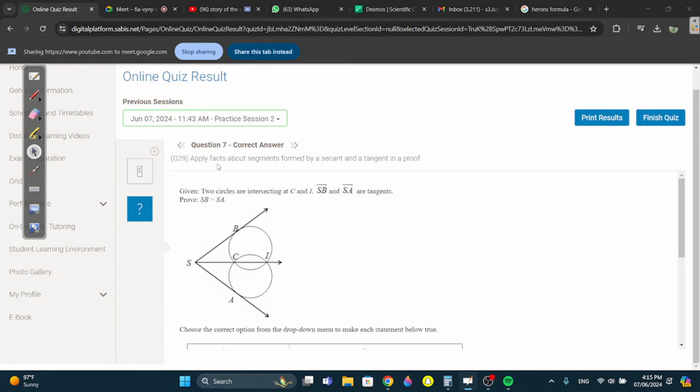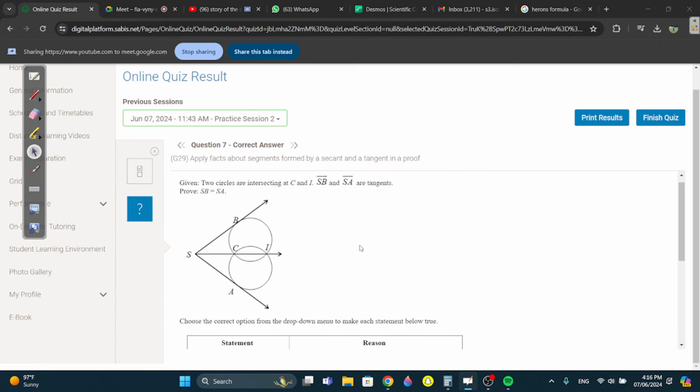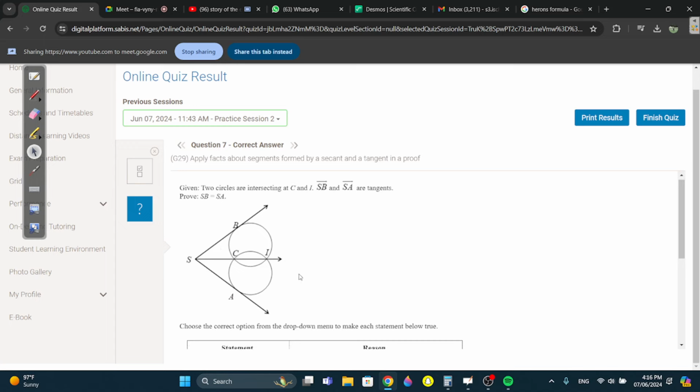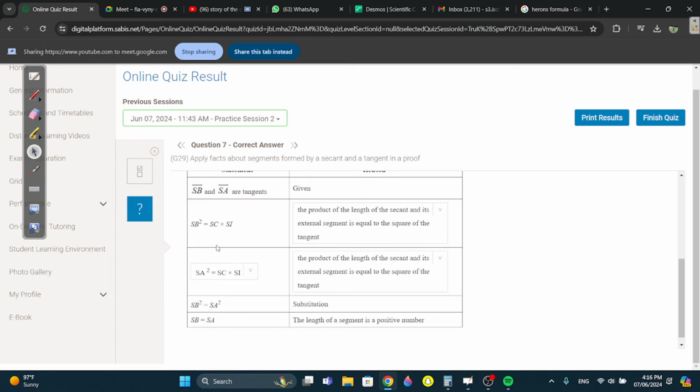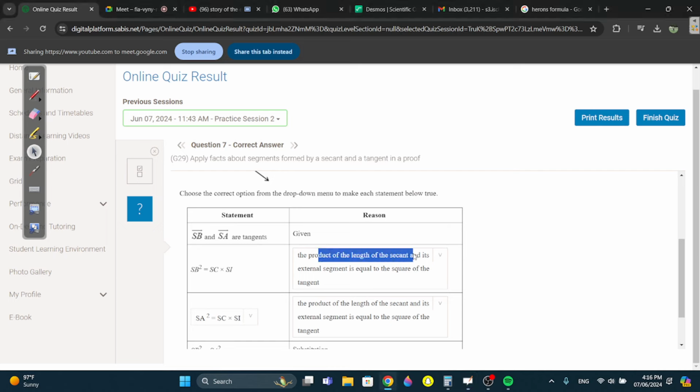Okay, this one's a proof. We have two tangents. They want you to prove that the tangent segments are equal. Look here. It started with SB and SE are tangents. Obviously, that's given. Then they said SB squared equals SC times SI. So the tangent squared is equal to SC times SI, the whole thing. What's the reason for this? It's a theorem, right? The product of the length of the secant and its external segment. So external times the whole thing is equal to the square of the tangent.